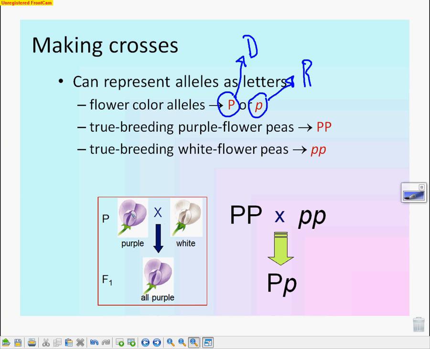So when Mendel had his parents, he knew that these parents had been either purple for many, many generations or had been white for many, many generations. We can assume that this is something called a true breeding plant. So what that means is it has two capital P's if it was purple, or two lowercase p's if it was white. And if we do that cross, if one parent is giving half of their genes to the offspring, it makes sense why we would see a purple flower being produced in the first filial generation.